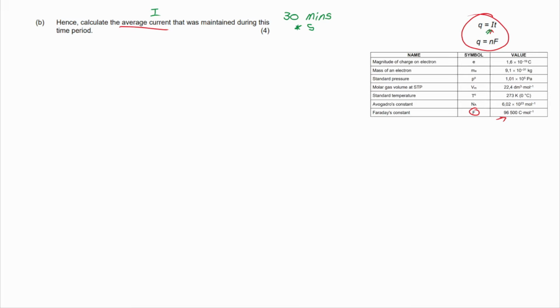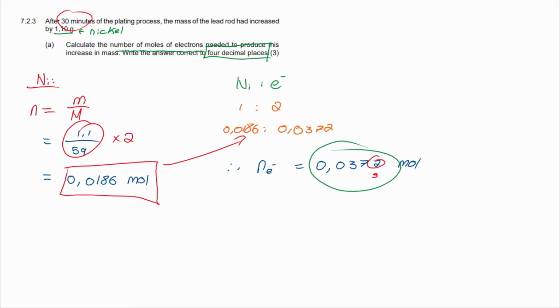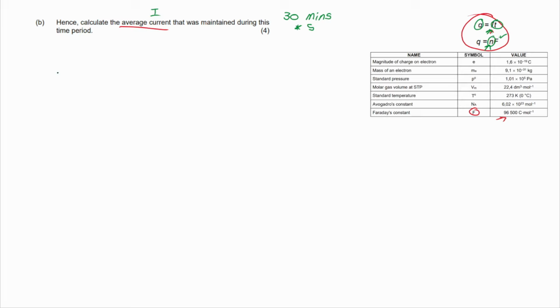So again, we need I, we have time. So we need to find Q, right? And we can find Q with this formula. F is a constant, we know that, and n is the number of moles of electrons, which we just calculated. So I'm going to be using our previous answer from here, the rounded one, so without this 3. So we have that Q is equal to the number of moles of electrons, so careful that n needs to be moles of electrons.